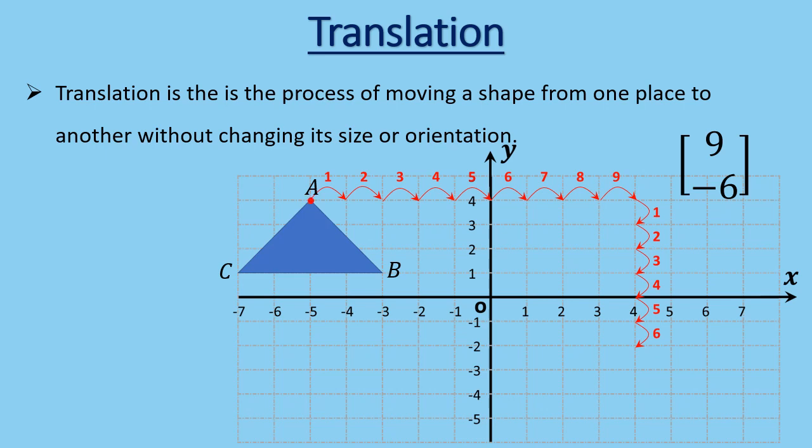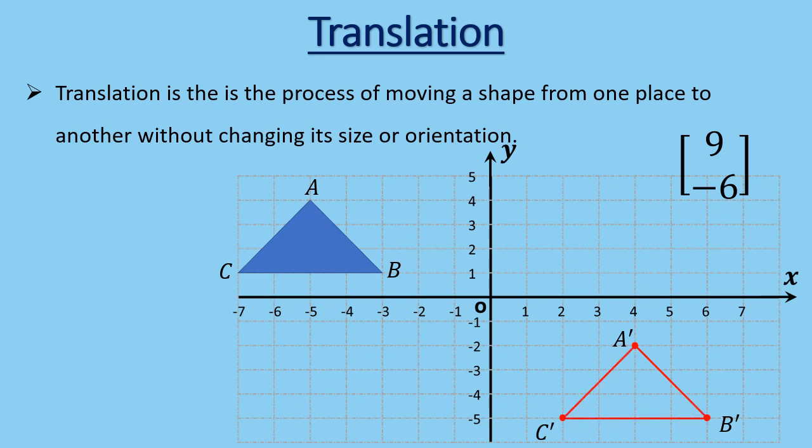Step 1. Pick one of the original object's vertices and move it in the direction and amount given in the column vector. Step 2. Label the new position of the vertex on the translated shape. Step 3. Repeat steps 1 and 2 for each vertex of the original object. Step 4. Connect the translated vertices to form the image of the translated object.